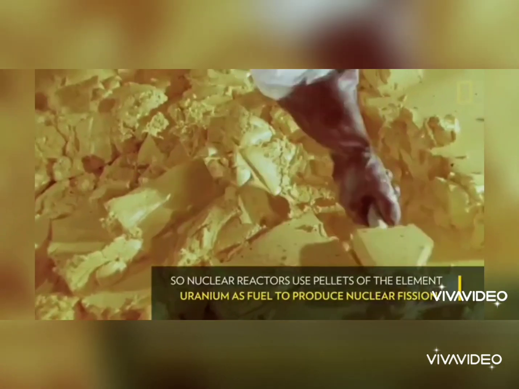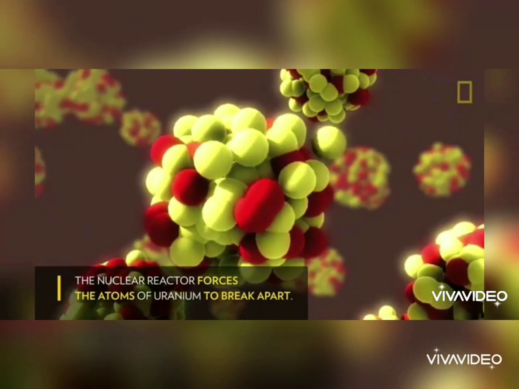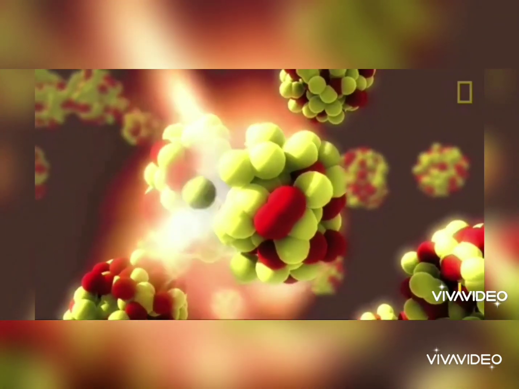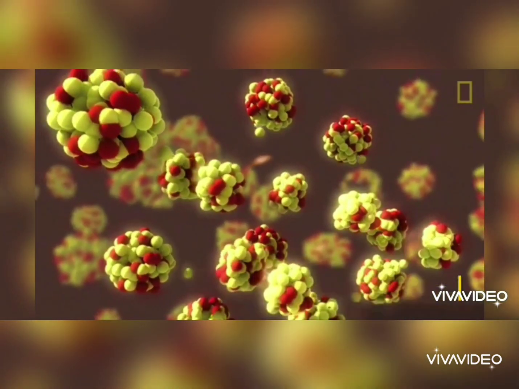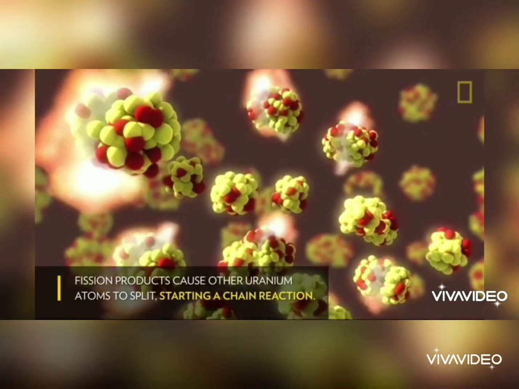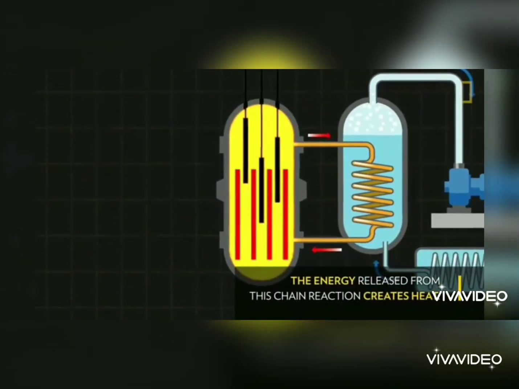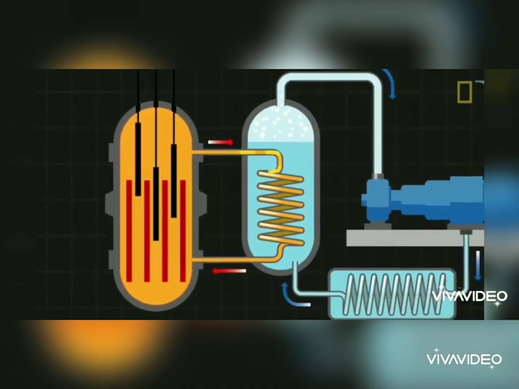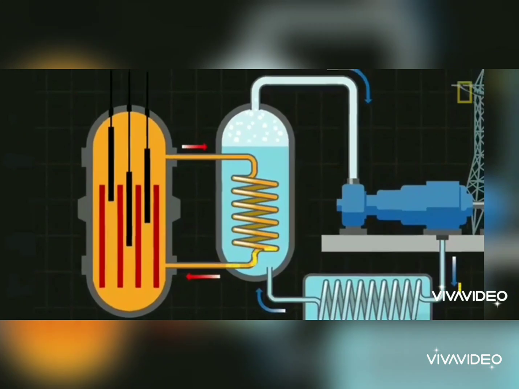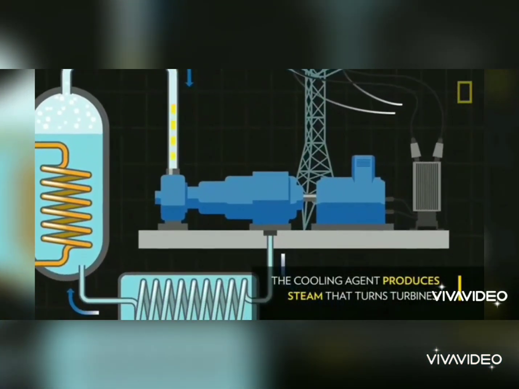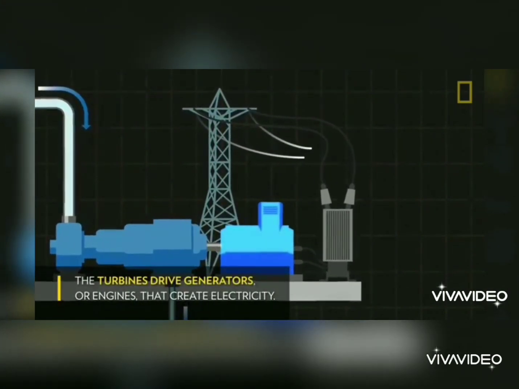So, nuclear reactors use pellets of the element uranium as fuel. The nuclear reactor forces the atoms of uranium to break apart. As they split, the atoms release tiny particles called fission products. Fission products cause other uranium atoms to split and start a chain reaction. The energy released from the chain reaction creates a lot of heat. The nuclear fission warms a cooling agent. The cooling agent produces the steam that turns the turbine, and due to this the electricity is produced.